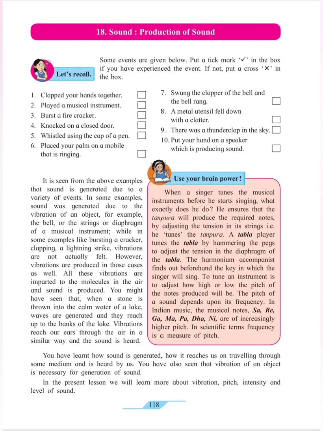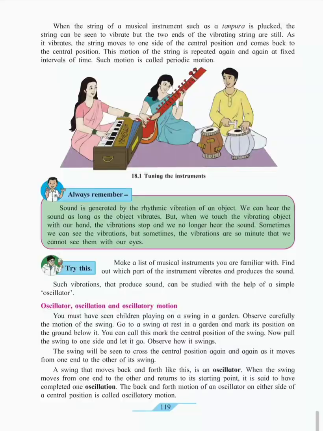While playing any kind of musical instrument, the motion of that vibration repeats again and again at a fixed period of time. So when it is at a fixed interval of time, it is called a periodic motion. Oscillator, oscillation and oscillatory motion.